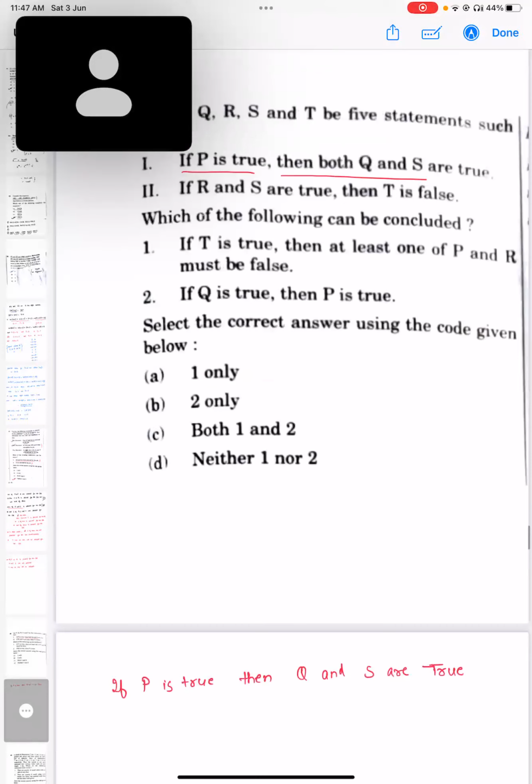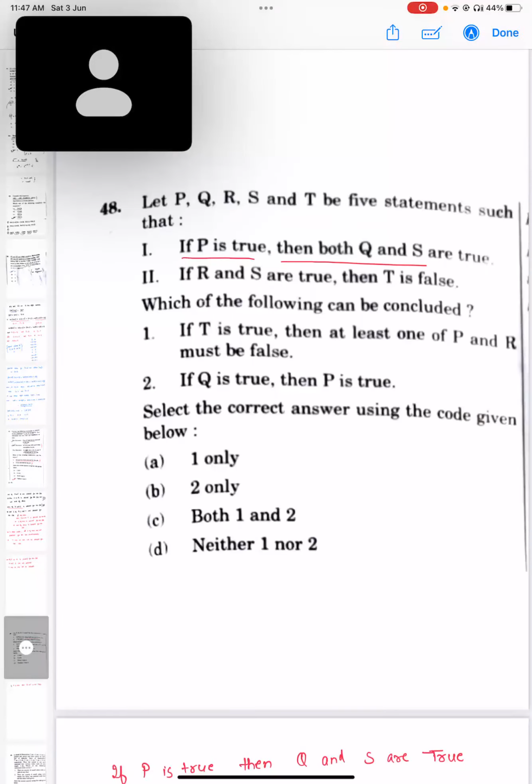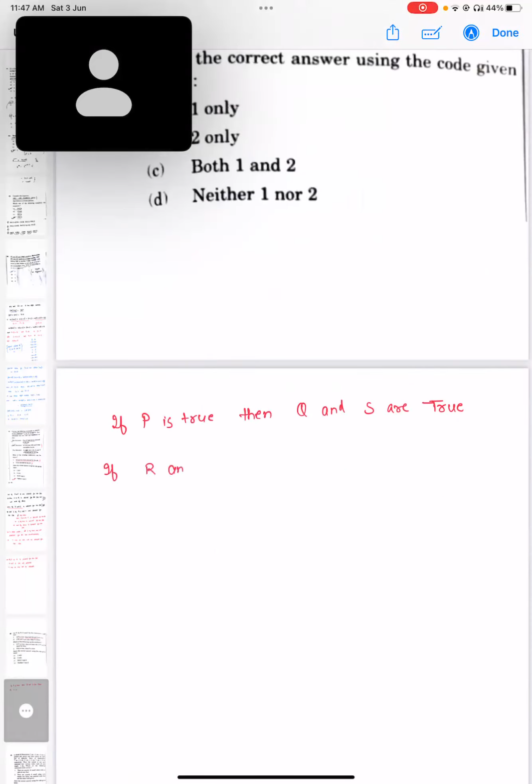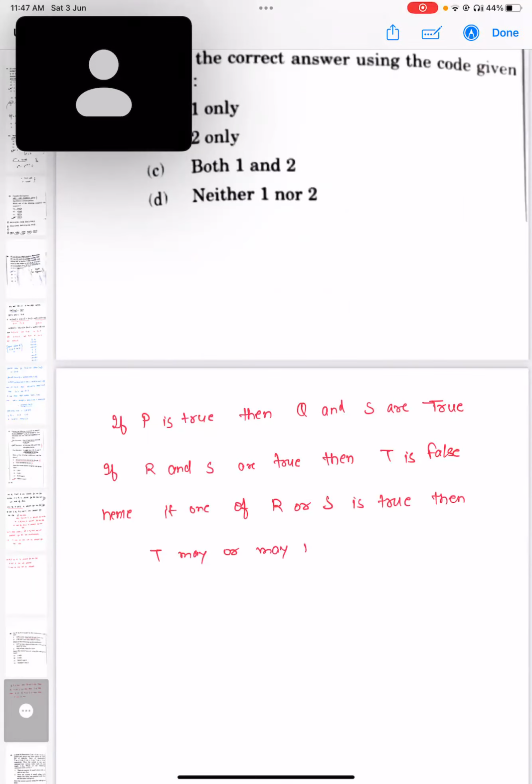Now, if R and S are true, then T is false. If R and S are true, then T is false. Hence, if only one of R or S is true, then T may or may not be false.